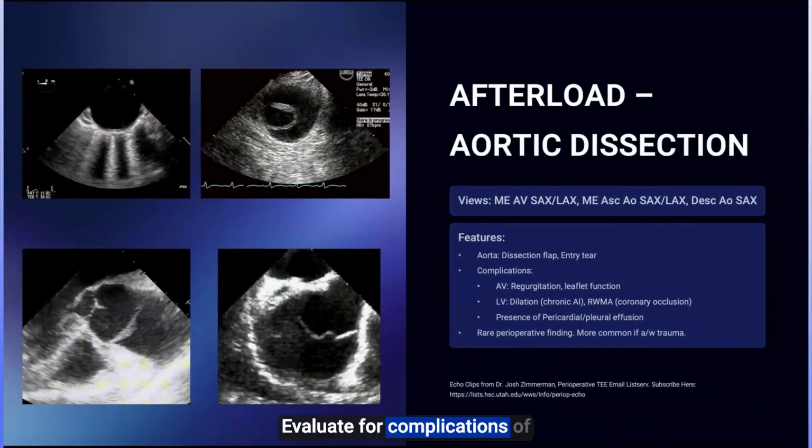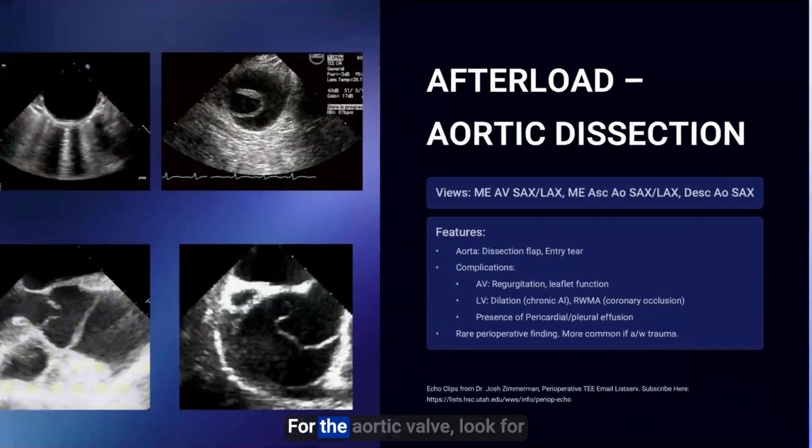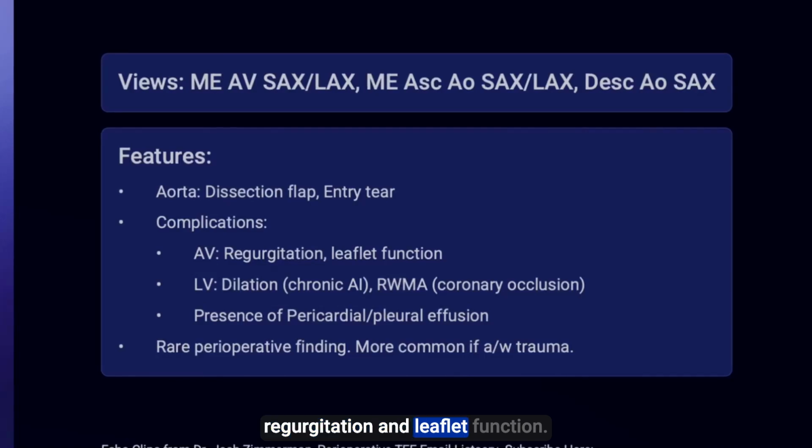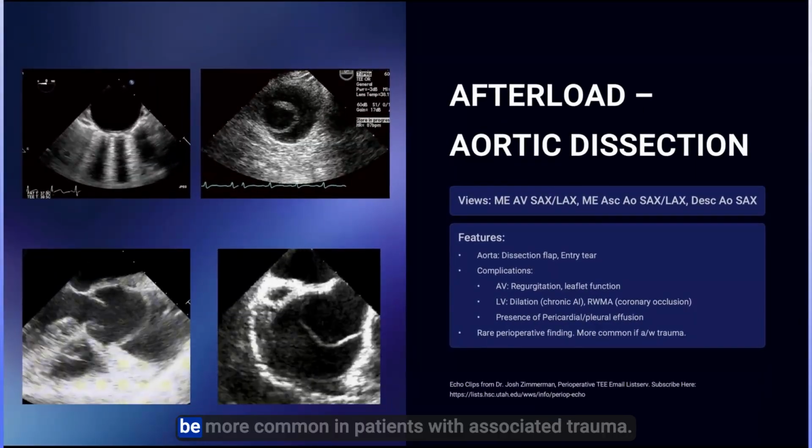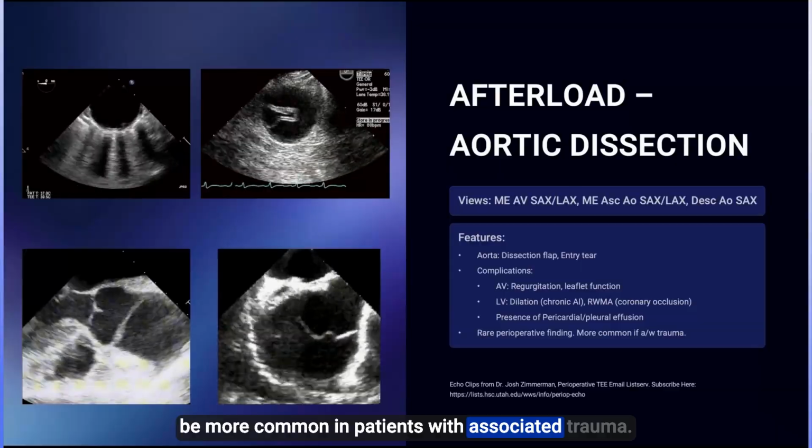Evaluate for complications of an aortic dissection at this time. For the aortic valve, look for regurgitation and leaflet function. For the left ventricle, see if it's dilated, such as would be in the presence of chronic AI, or for the presence of regional wall motion abnormalities, which would clue you into the presence of coronary occlusion. Finally, rule in or out the presence of pericardial and pleural effusions. Again, this is a rare perioperative finding, but it could be more common in patients with associated trauma.